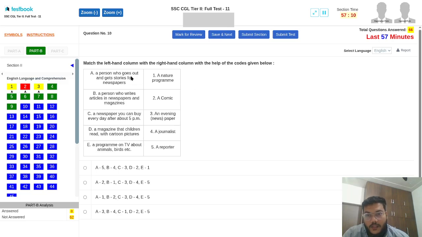A person who goes out and gets stories for newspapers: journalist. A person who writes articles in newspapers and magazines. A newspaper you can buy every day. A magazine.